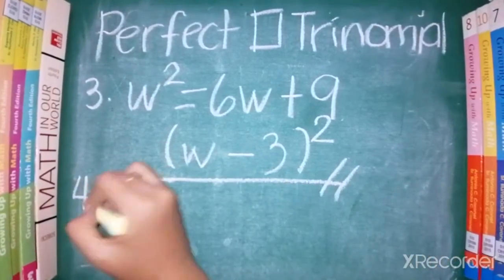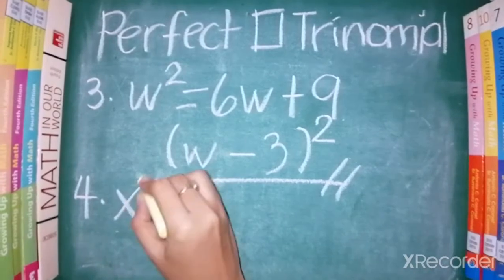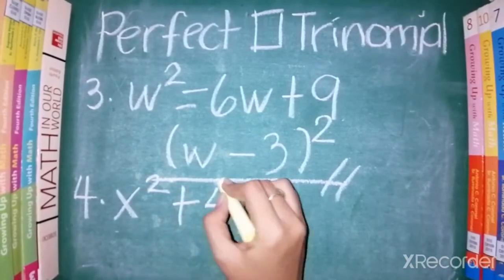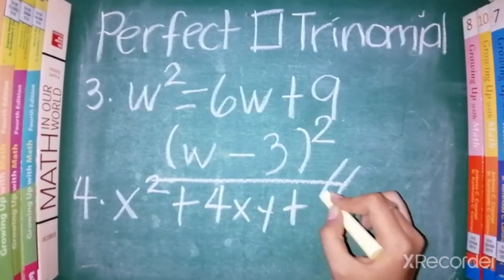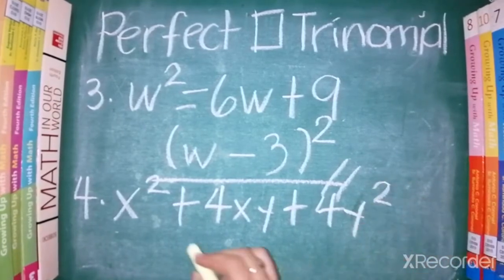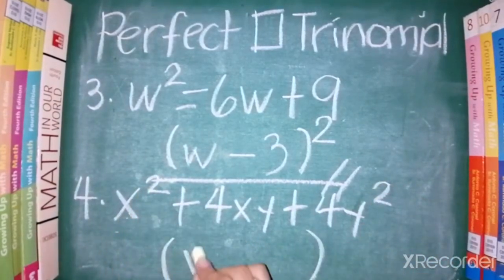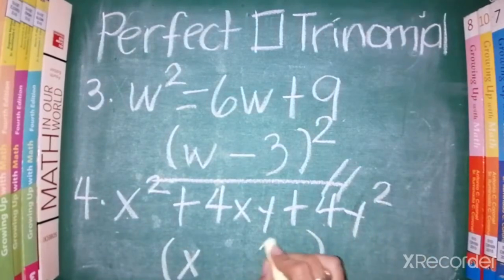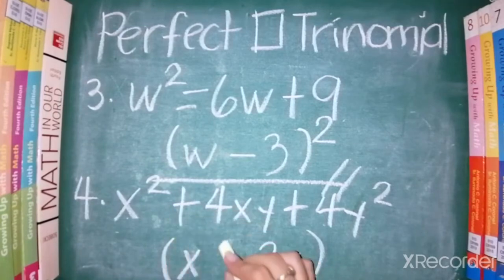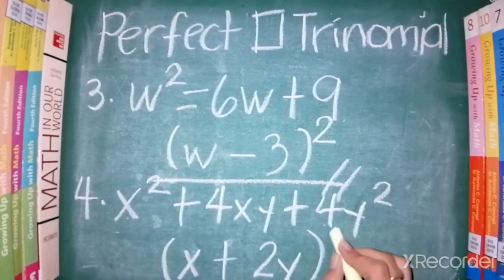Another example. We have x squared plus 4xy plus 4y squared. Same process. Square root of x squared, that is x. Square root of 4y squared, that is 2y. Then copy, we have plus, and then squared. Our answer is x plus 2y squared.